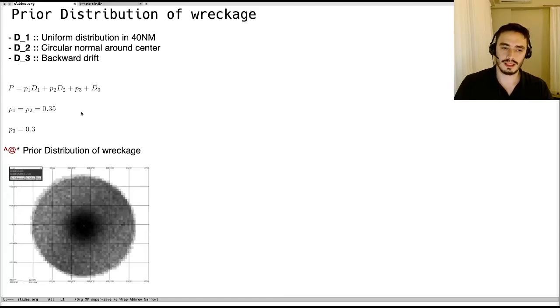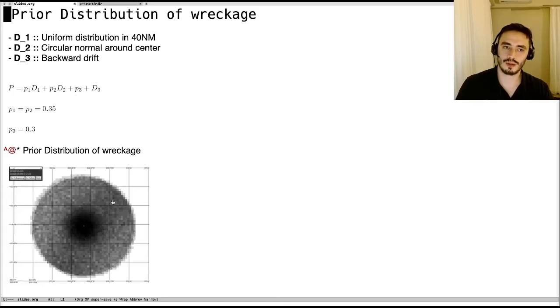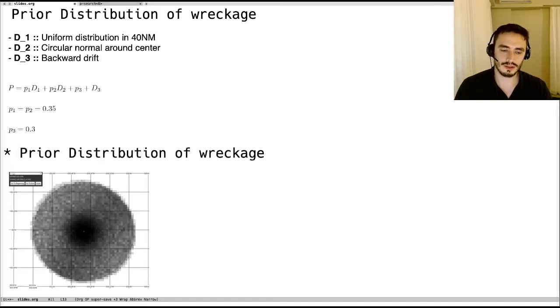And so with all these pieces of data, with that circular 40 nautical mile uniform distribution, with that circular normal distribution of comparing similar crashes, as well as with the backward drift distribution, they were able to combine all 3 of these pieces in order to come up with a final prior distribution of where the wreckage occurred. And so this is the final model they came upon. Here you can see it has that 40 nautical mile radius circle. It has that darker center, which indicates a higher probability because of the crash similarity. And then here you also see along this line a slightly higher probability due to the backward drift distribution.